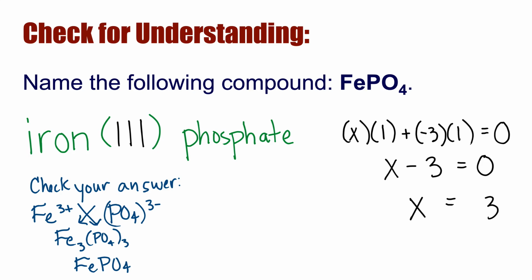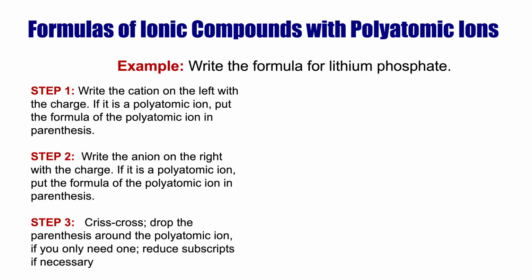Now let's look at figuring out the formulas of ionic compounds with polyatomic ions. Everything we've talked about so far still holds. Cation on the left, anion on the right. You're using those charges to figure out what those subscripts should be, and you're reducing down if possible. Now let's look at what we have to do slightly differently when you're dealing with polyatomic ions.